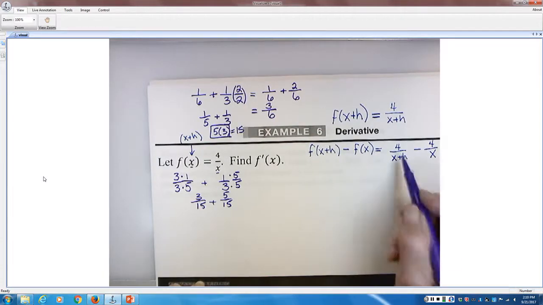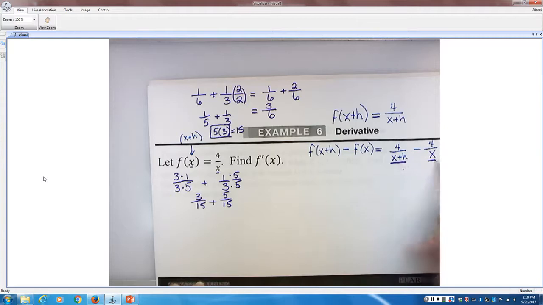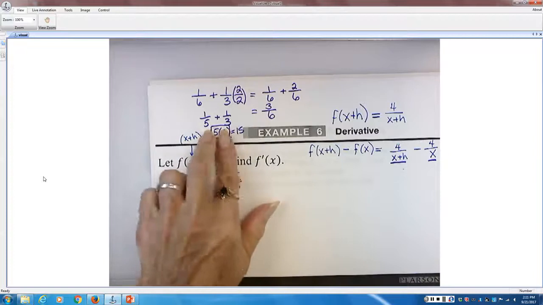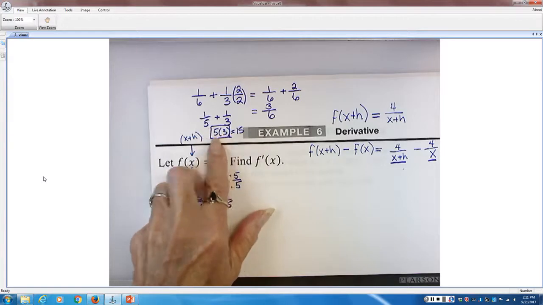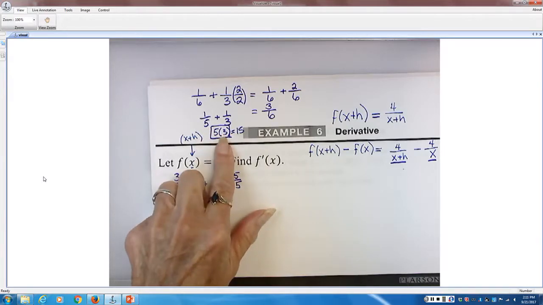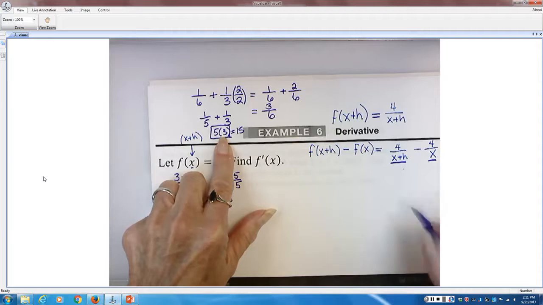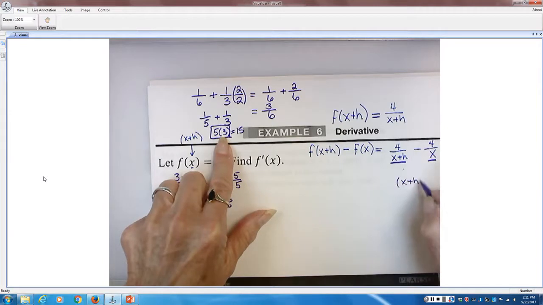What is the common denominator between x plus h and x? How do I find it? What's the common denominator? You have to add h to x. So you have x plus h. How did you do this? How'd you find that one? What'd you multiply? x times h. You do x times h. Okay, times x plus h times h.